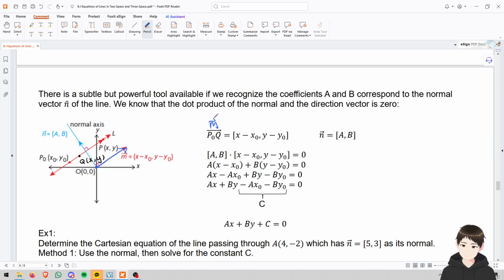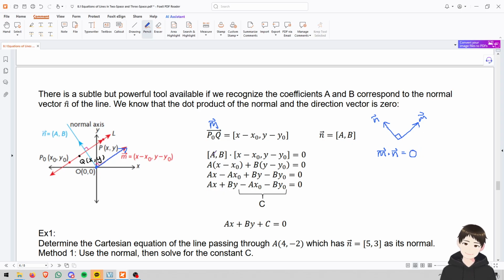Let's pretend that's your direction vector. If I have my direction vector and I have my normal, you know that the angle between a direction vector and its normal, by definition, has to be 90 degrees. Which means, what happens if I dot product two vectors at 90 degrees? The answer will automatically be 0.